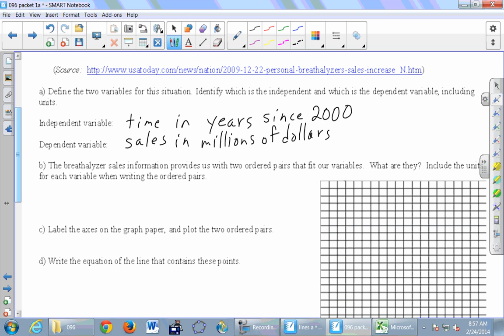Okay, so let's get some ordered pairs in here. Oh, I forgot to introduce a letter. How about we give a letter in here? When we had time in years, what letter do you want to use for that? Use T for that. Okay, and then sales. How about we go with S? Be careful that your S doesn't look like a 5.